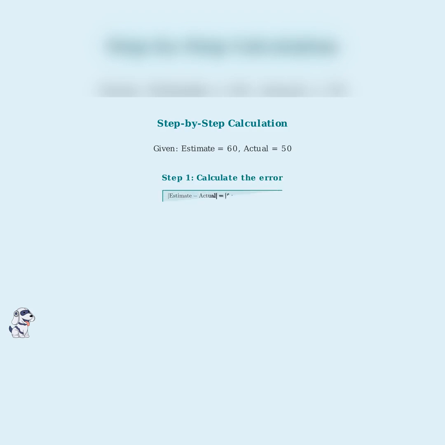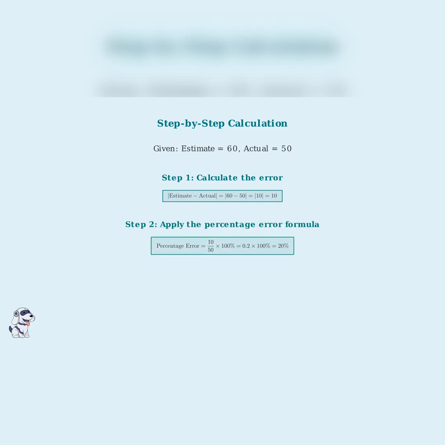Step 1. Calculate the error by finding the absolute difference between the estimate and actual value. 60 minus 50 equals 10. Step 2. Apply the formula. Divide the error by the actual value and multiply by 100%. 10 divided by 50 equals 0.2, and 0.2 times 100% equals 20%. The percentage error is 20%.